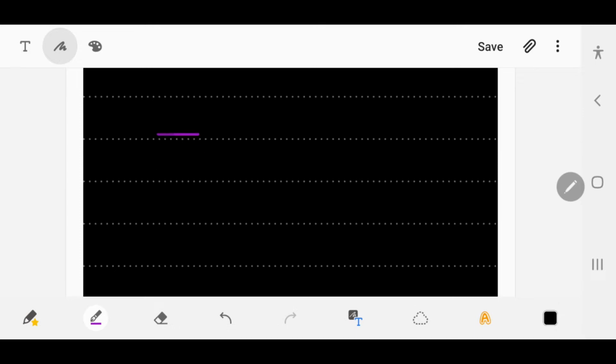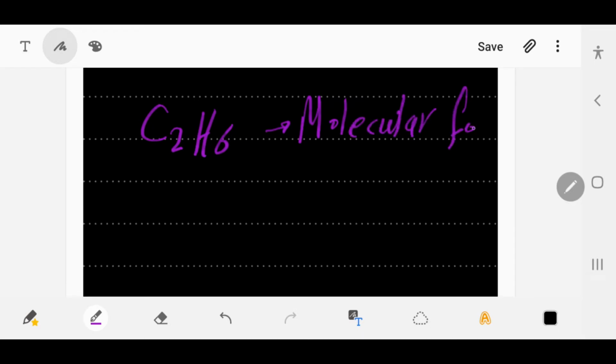So, if for example we have C2H6, this is the molecular formula for ethane. We can know the number of atoms here in the compound with the type of atoms. So as you can see here, we have 2 carbon atoms with 6 hydrogen atoms. But how are they bonded to each other? How are they connected to each other? We don't know. We can't know from the molecular formula.